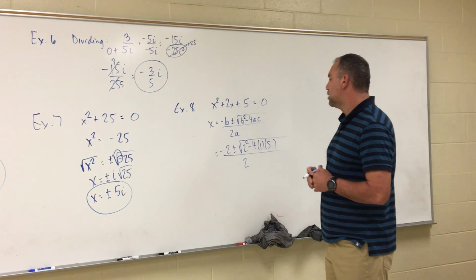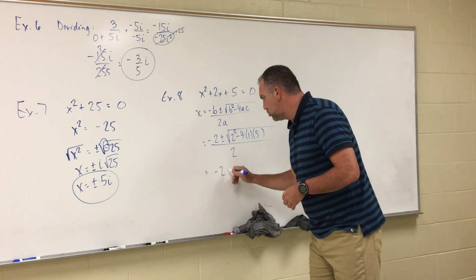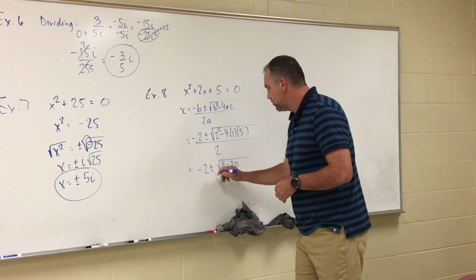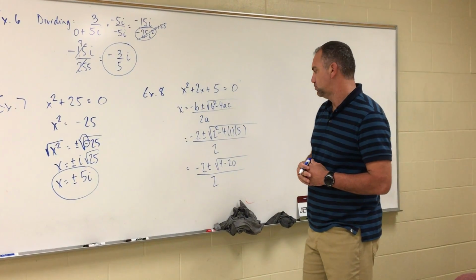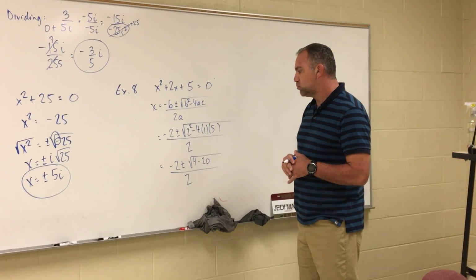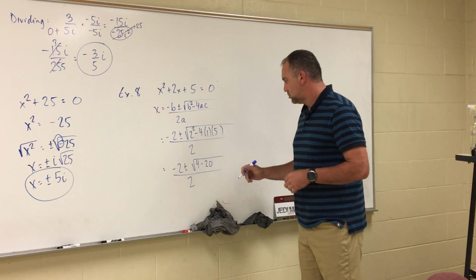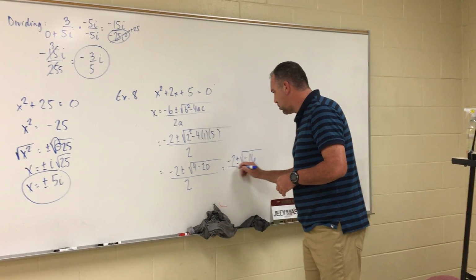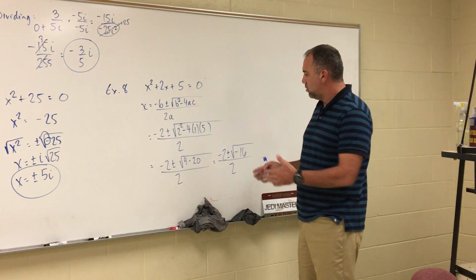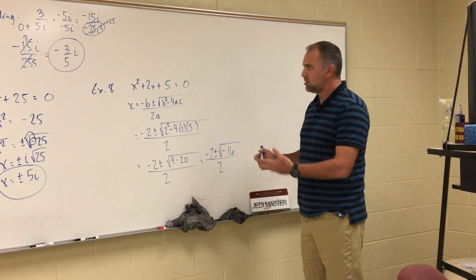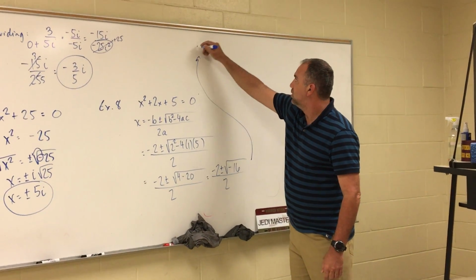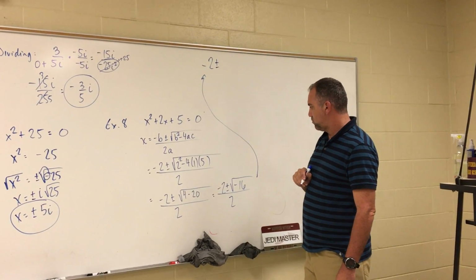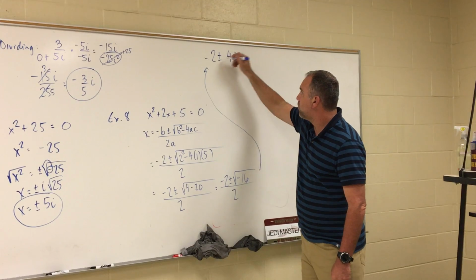over 2. All right, so let's see what happens. So we get negative 2 plus or minus the square root, that's 4 minus 20 all over 2. And 4 minus 20 is? Negative 16. So negative 2 plus or minus the square root of negative 16 over 2. And I'm hoping by now we know what square root of negative 16 is. I think everybody does. We know that the square root of negative 16 is what? 4i. 4i. Okay? 4i over 2.